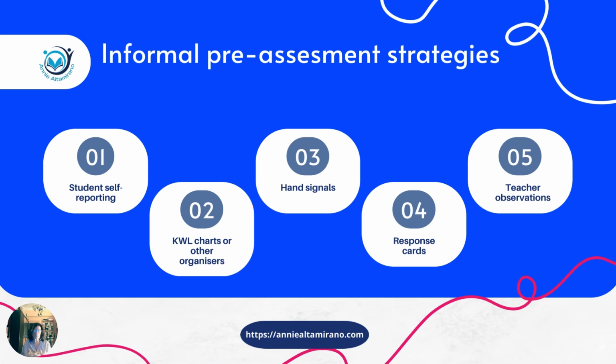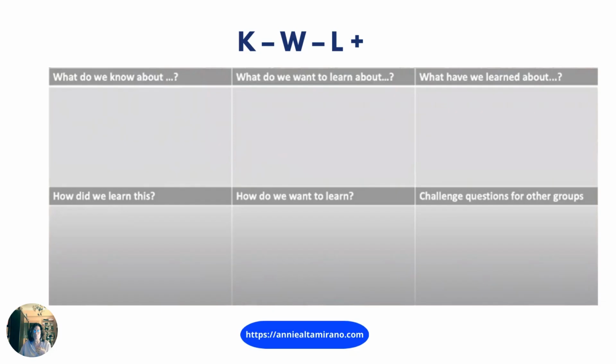This allows them to develop self-reflection and assessment skills and can be done really quickly and with minimal intrusion in the instruction. There is a disadvantage to this, and it is that this happens at class level rather than individual level. So it's a little bit difficult to make an accurate reading of the status of individual students. So it may not be too precise. You can also use KWL charts or other organizers, hand signals, response cards, and your own observations.